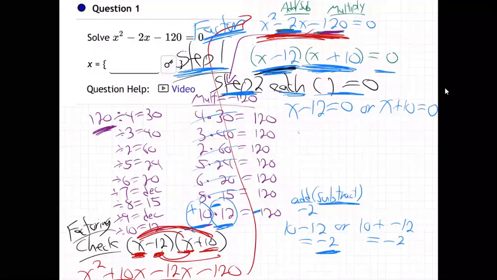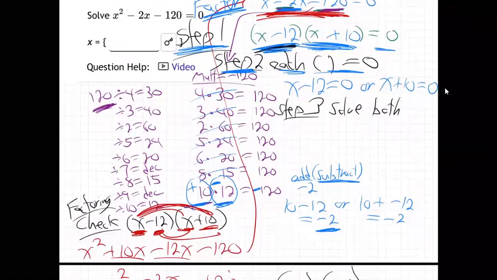Let me put step 3 here. Step 3, solve both. What do I mean solve both? Well, you just take the x minus 12 equals 0 and the x plus 10 equals 0, and you finish it up. So what do we do here? We add 12. Remember how you do the opposite? Because the equal sign is like a wall of separation. That gets x alone plus 12. That's why it comes out the opposite sign.